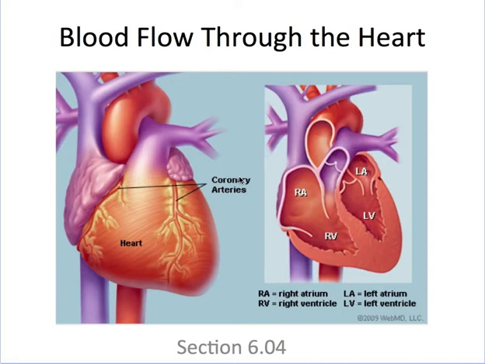Hello and welcome back. Today we're talking about blood flow through the heart. So we've talked about the different components of blood: your red blood cells, white blood cells, plasma, and platelets. We've talked about types of blood: A, B, O, AB, Rh positive and negative. Now we're going to talk about blood flow through the heart. How does it get through your heart to your body and around to your cells that need the oxygen there?